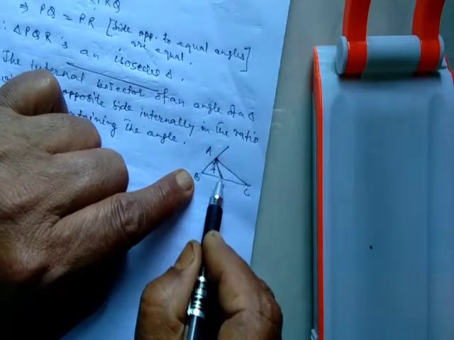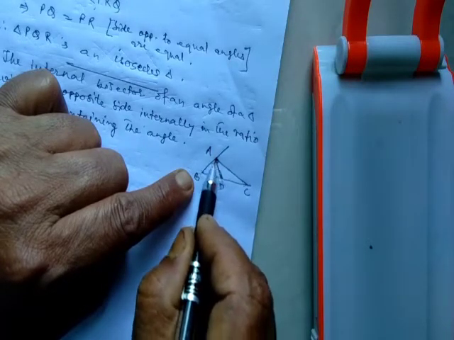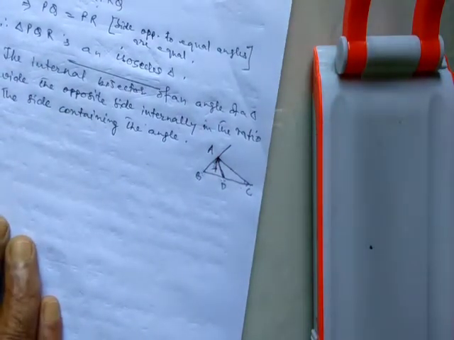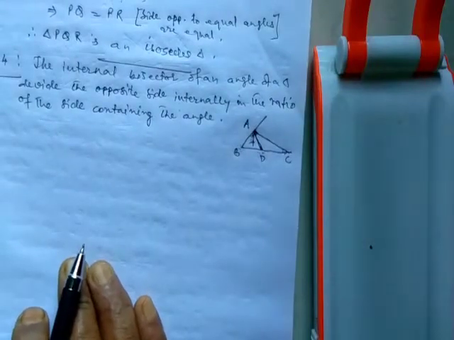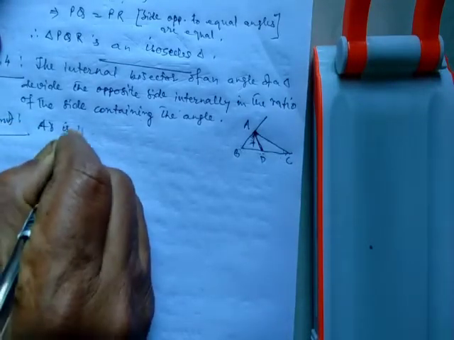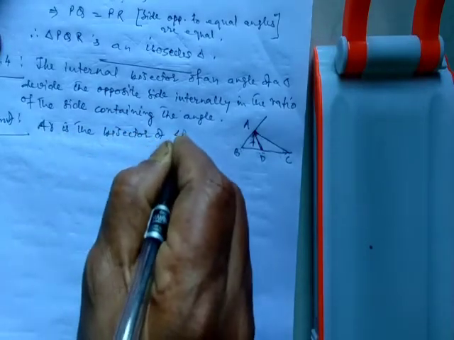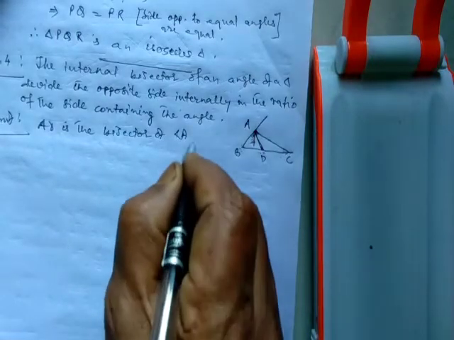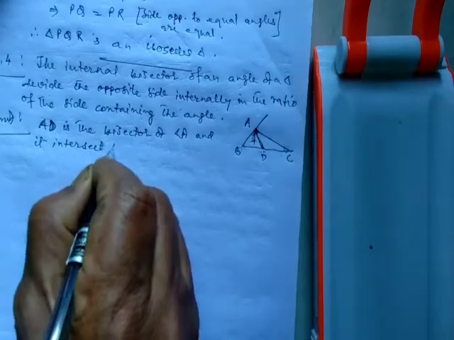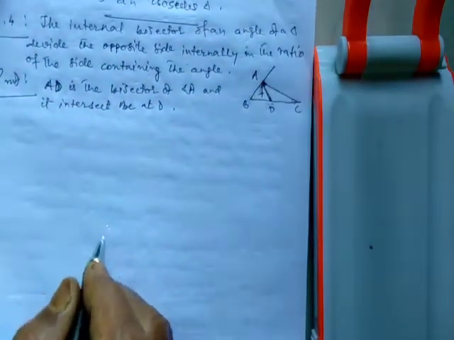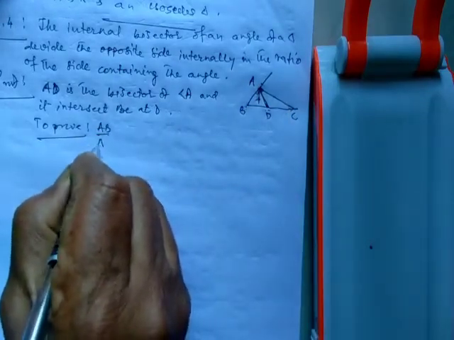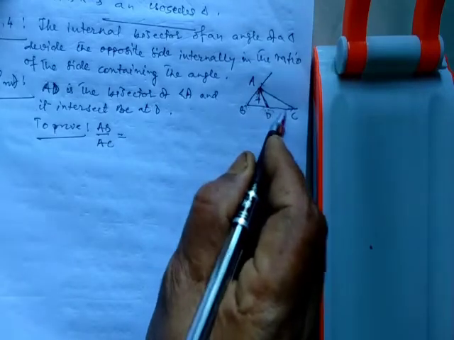AB by AC is equal to this, sorry, not median, this is the bisector of the vertical angle. This divides these two sides. Then AB by AC is equal to BD by CD. So proof. AD is the bisector of angle A, and it intersects BC at D. What we have to prove is AB by AC is equal to BD by CD.